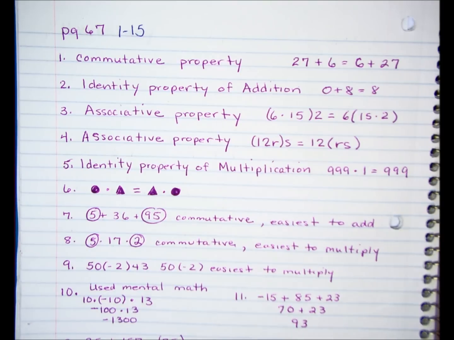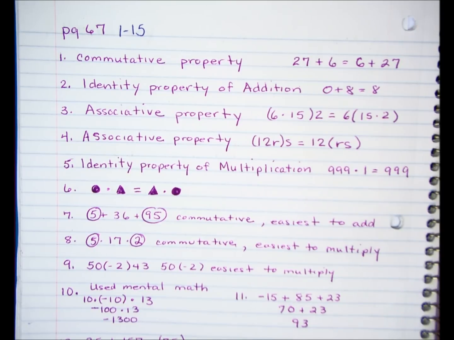We're back to check your work. The first problem says, name each property shown. The first one was 27 plus 6 is equal to 6 plus 27, and that is the commutative property. The second one said 0 plus 8 equals 8, and that would be the identity property of addition, or if you wrote the additive identity, that's fine.